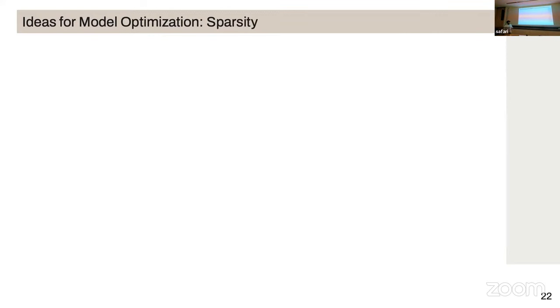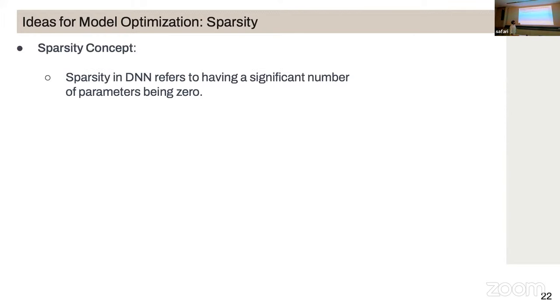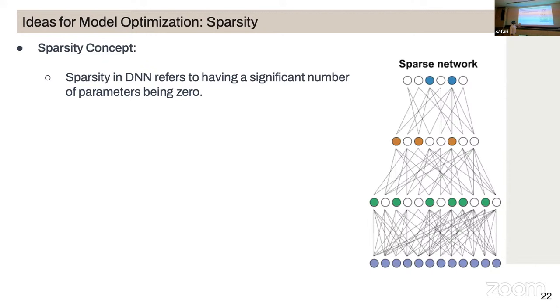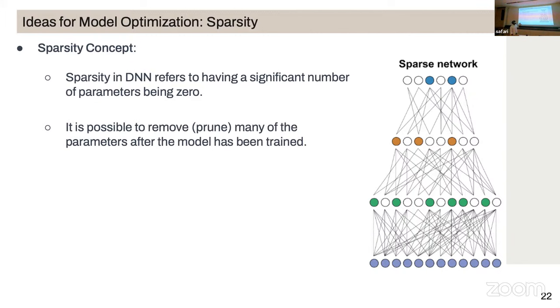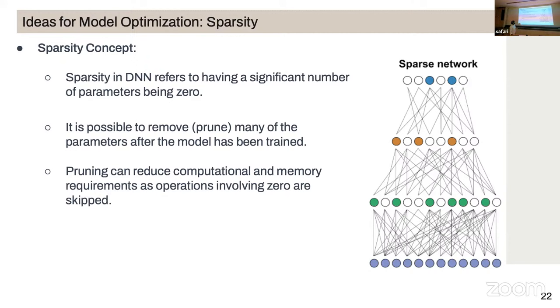Another way they said they could optimize the models is through the sparsity concept. So if you have a fully trained deep neural network and you investigate it, you will find that a lot of the weights are actually just zeros. So this shows a fully connected network, and the white circles are showing zeros. And zeros have no meaningful activations. So we could potentially just skip all the matrix multiplications that involve zeros. So you could prune all the weights that are effectively zero after the model has been trained. And this can reduce the computational and memory requirements because you just skip the operations involving zero. And this can reduce latency and reduce energy consumption. So seems like a nice idea.